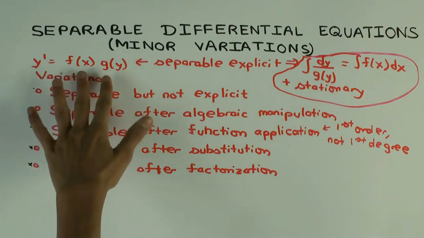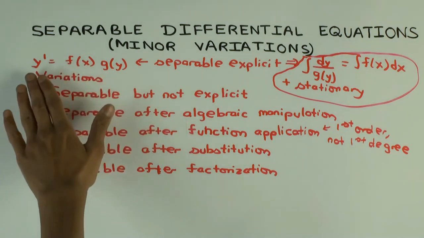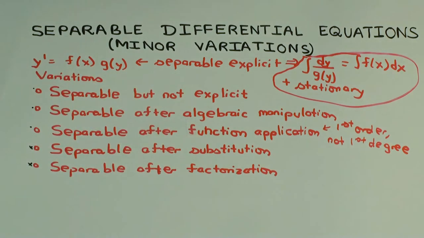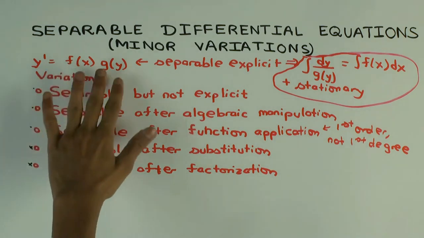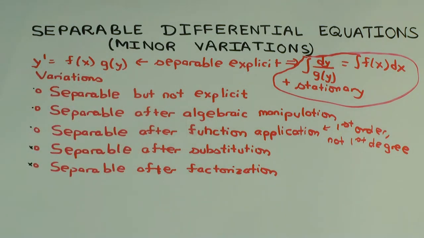This is actually the explicit separable form. It's already written with y prime in terms of x and y. Now, in this talk, I want to talk about some variations of separability. These are situations which are pretty close to separable. You can do a bit of manipulation and bring them into a separated form, but they are not already given in this form. Okay? So you have to do some manipulation.